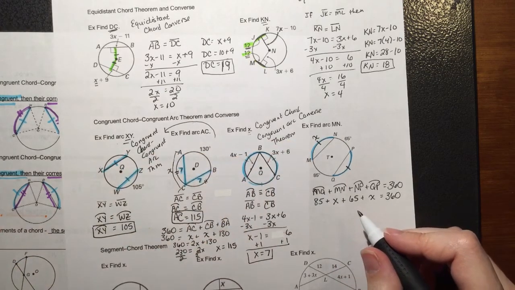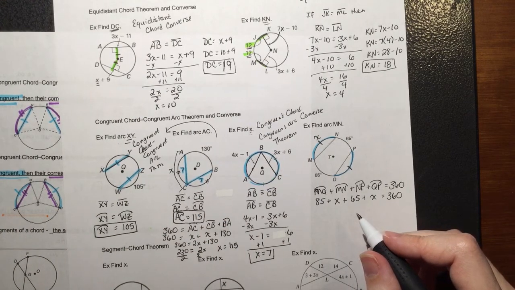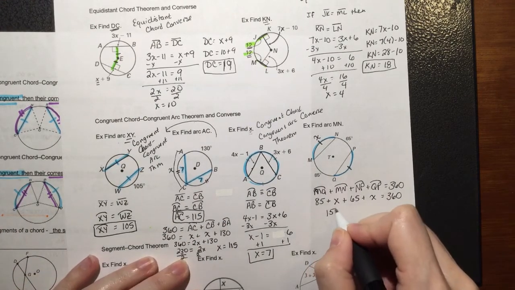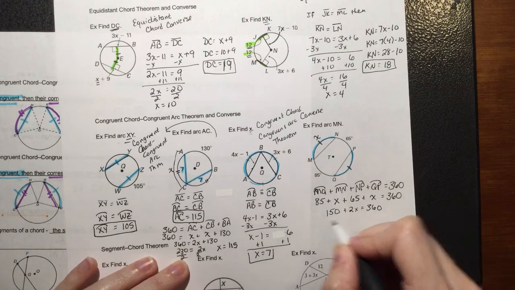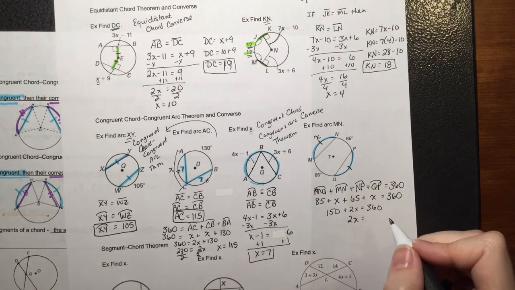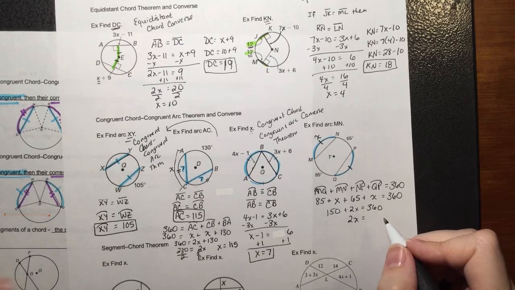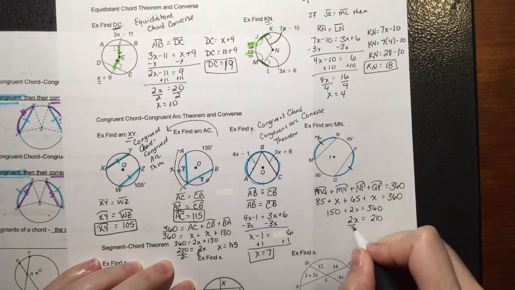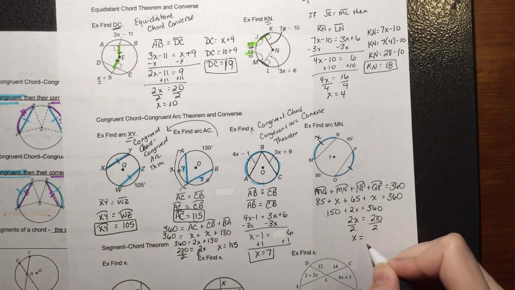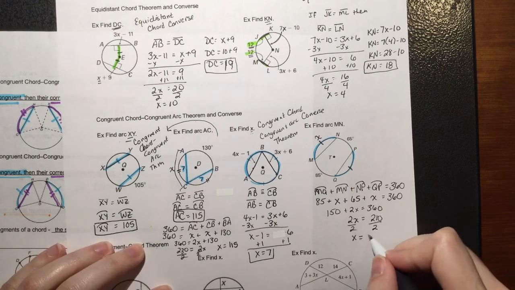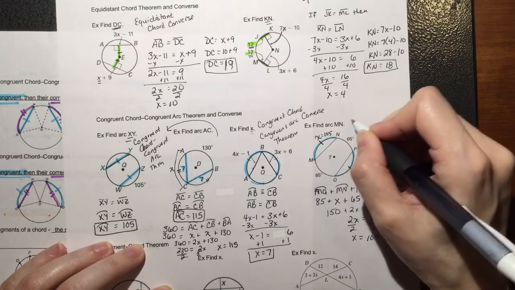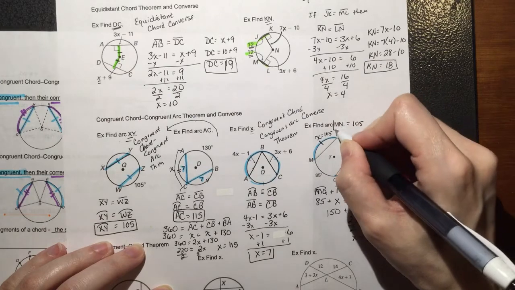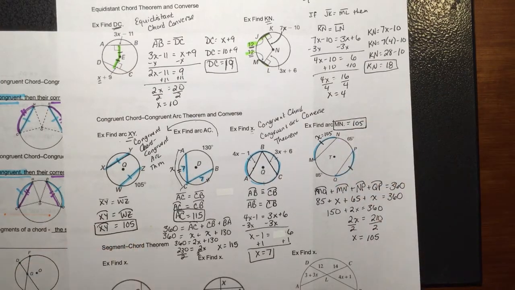So then we've got 85 plus 65 gives us 150, plus 2x is equal to 360 degrees. Minus 150 from both sides, and that leaves us with 210. Divide both sides by 2, and x is going to be equal to 105. So since x is equal to 105, arc MN is equal to 105 as well. Okay, so those are some examples of our congruent chord, congruent arc theorem and its converse.